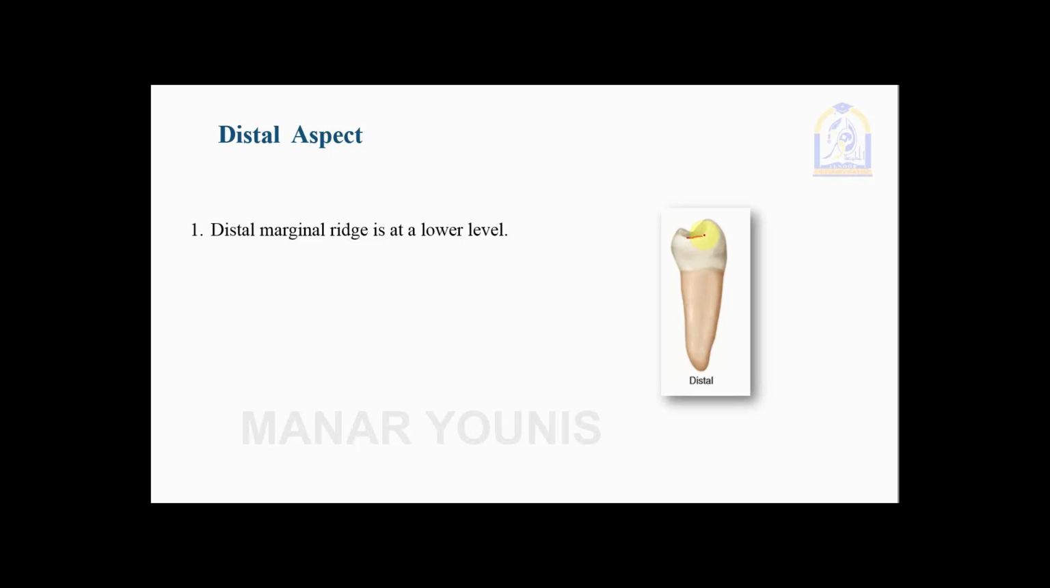The distal aspect, the main difference between the mesial and distal, is that the distal marginal ridge is at a lower level. Therefore, more of the occlusal surface can be seen, and we also can see the mesiolingual cusp. In the three-cusp type, the mesiolingual can be seen because it's larger than the distolingual. So, from the distal aspect in the three-cusp type, the three cusps can be seen. The distal contact area, of course, will be broader because it will make contact with the mandibular first molar.